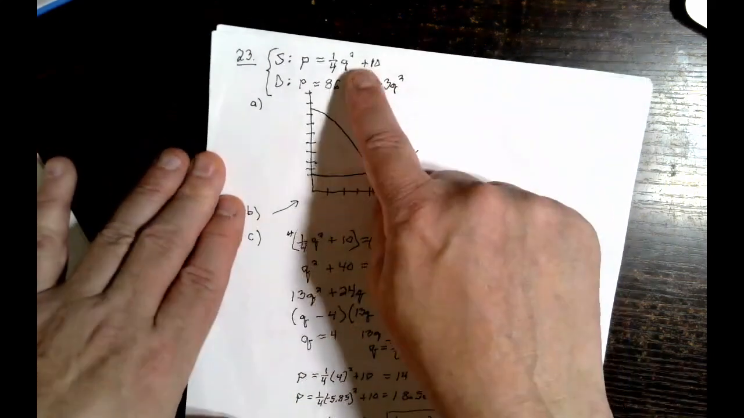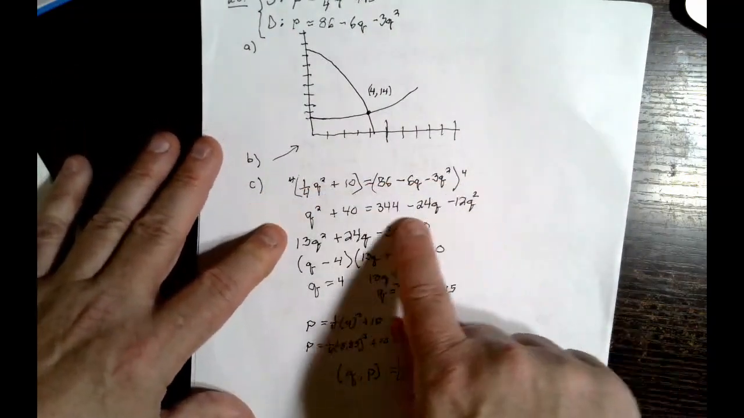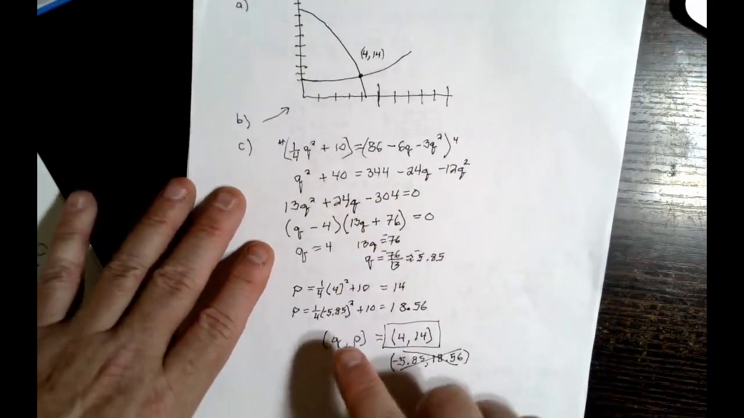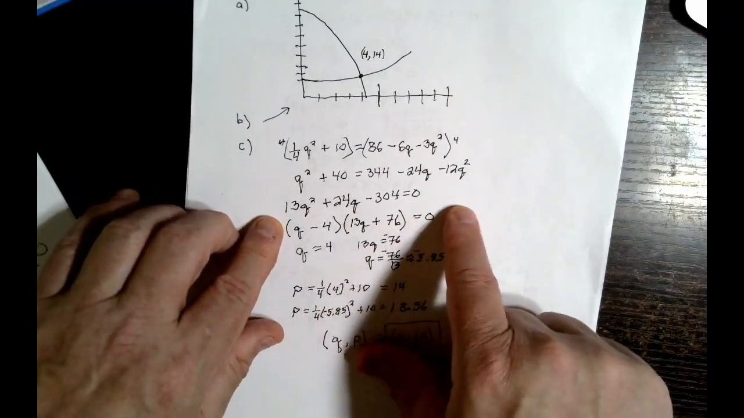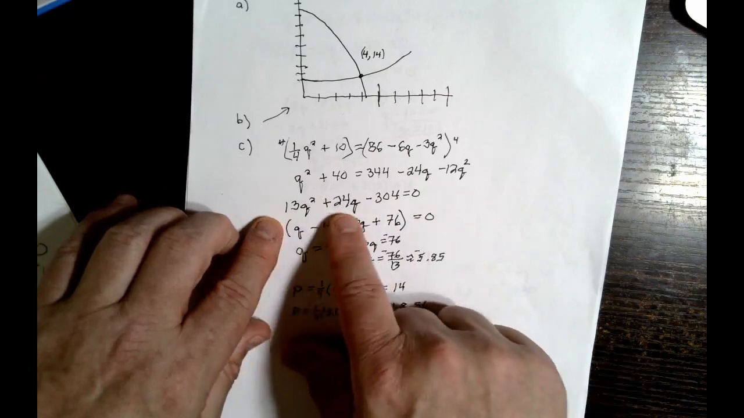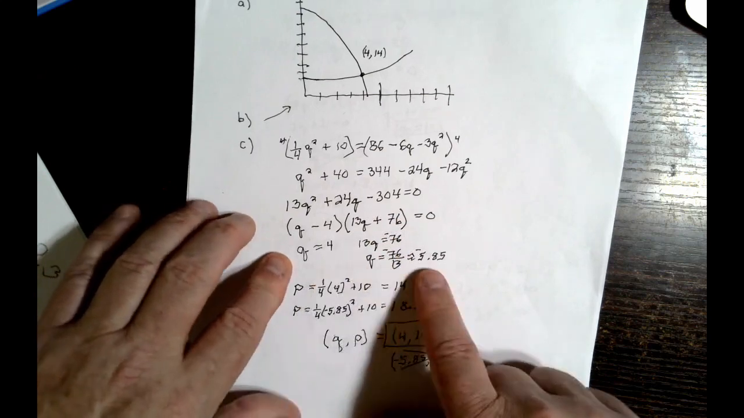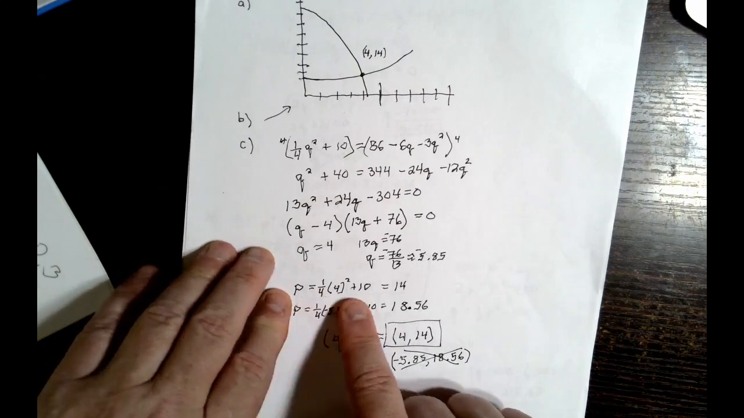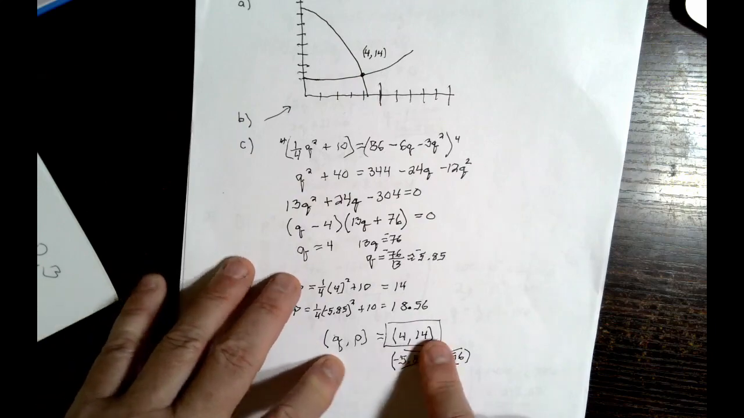So if they're both set equal to P, you can set them equal to each other. I get rid of my fractions by multiplying everything by 4. I bring everything to one side, and then factor, but you're probably not going to be able to factor that. I would use quadratic formula right here. 13, 24, and minus 304 is your A, your B, and your C. So you end up with 4 or negative 5.85. You throw out the negative. With the positive, you get 14 when you plug it back into either equation. And so 4 and 14 is your quantity and price.